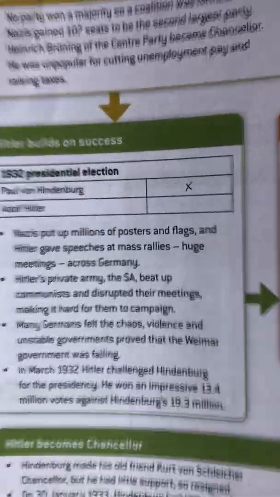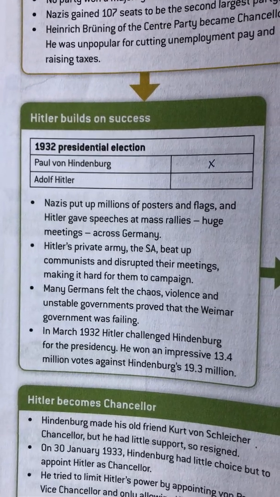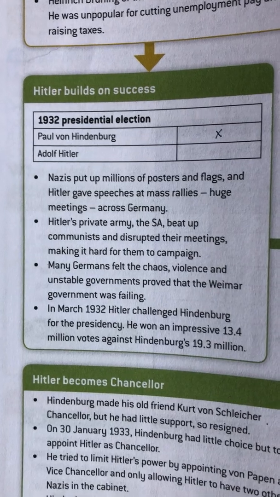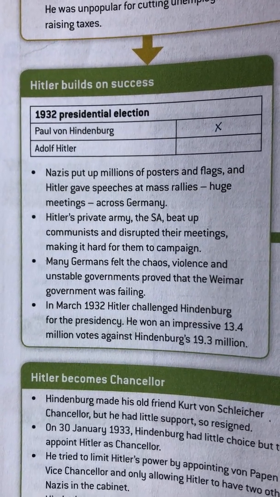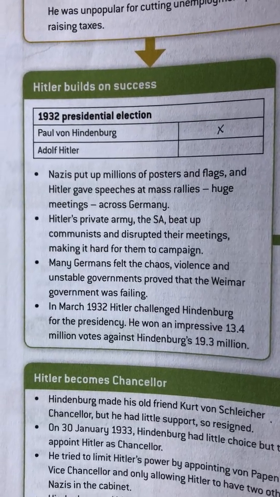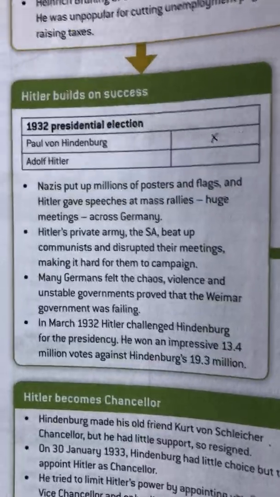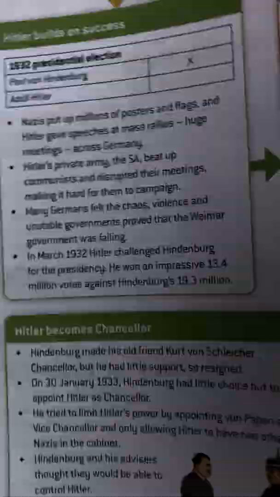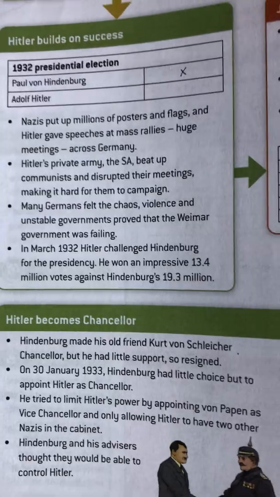What does Hitler do after the 1930 election? So, he runs in the 1932 presidential election. So he's not trying to be Chancellor, he tries to be president at the very top. He puts up millions of posters across Germany. He gets the SA to beat up communists and disrupt their attempts to run in this election. And many Germans felt that the chaos and violence just showed how incapable the Weimar government was of ruling.